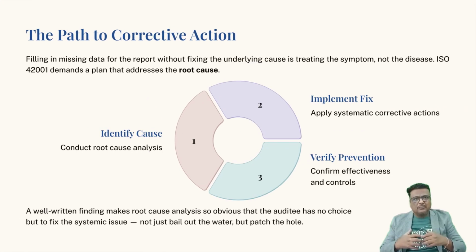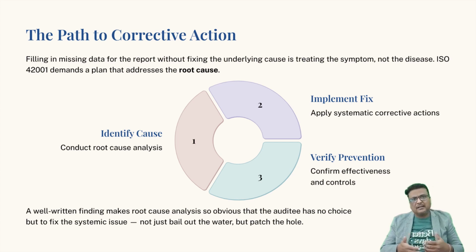A logistics firm in Pune identifies a gap in its AI maintenance logs. They quickly fill in the missing data for the audit report, but they don't fix the underlying software glitch that caused the logs to fail in the first place. This is a common mistake. They treated the symptom, not the disease. ISO 42001 requires a corrective action plan that asks, what is the root cause of this problem? Your findings are the spark that ignites the improvement process.